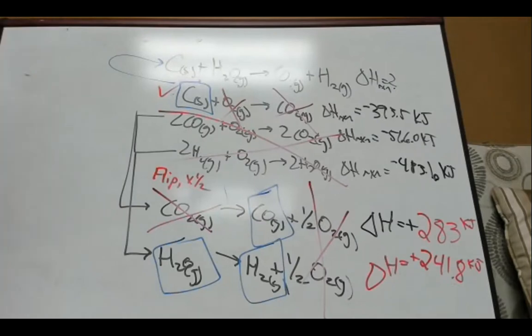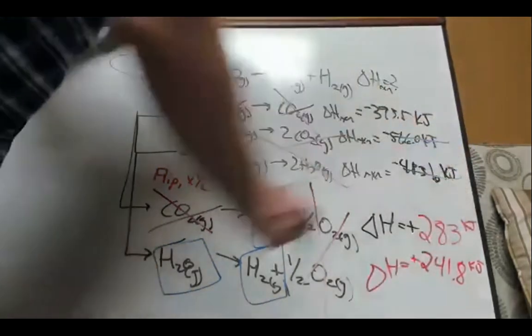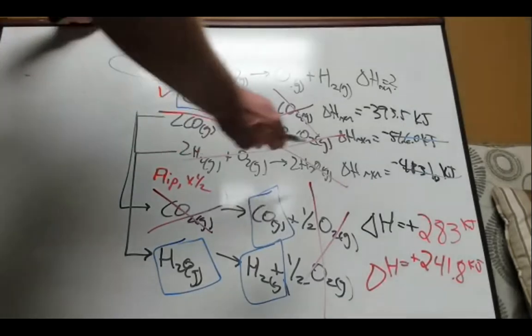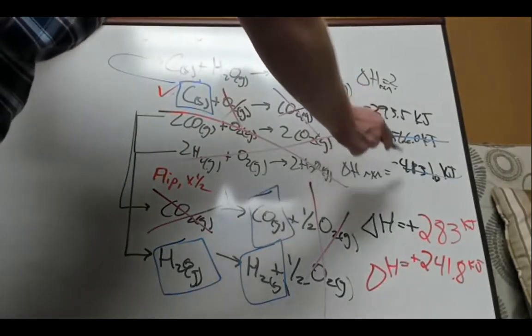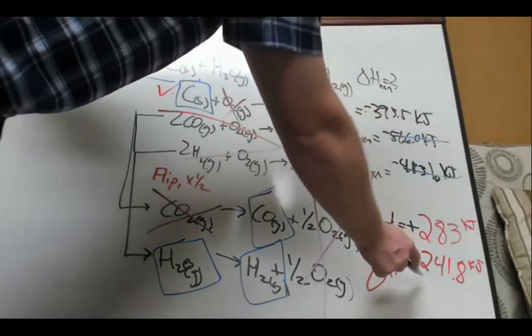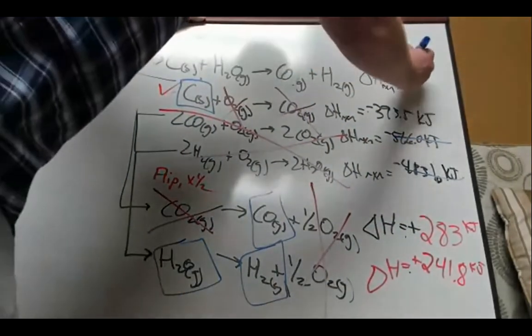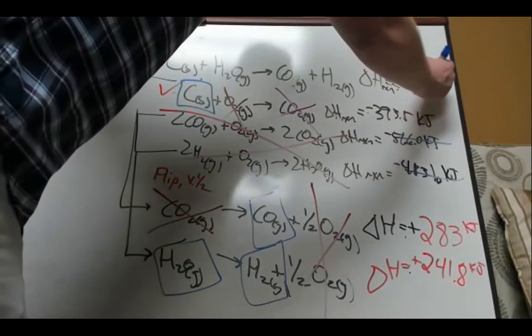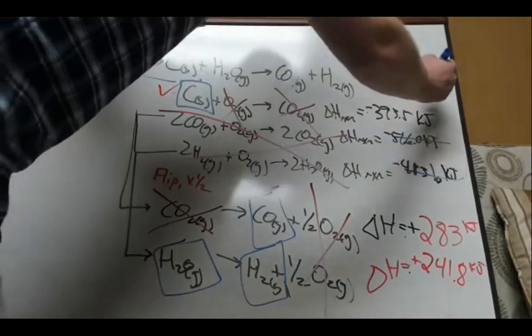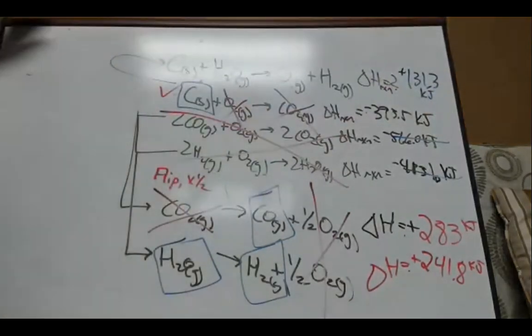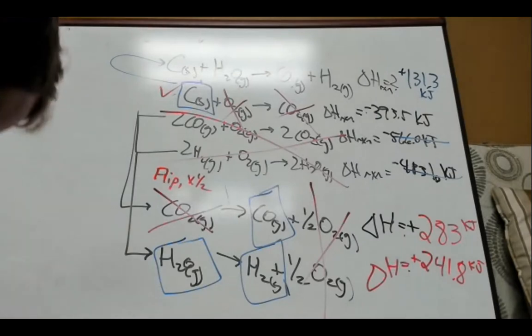And according to Hess's law, to calculate the delta H of the reaction, so we don't need these, what we need to do is just add minus 393.5 plus 283 plus 241.8. And when we do that, we get a plus 131.3 kilojoules.